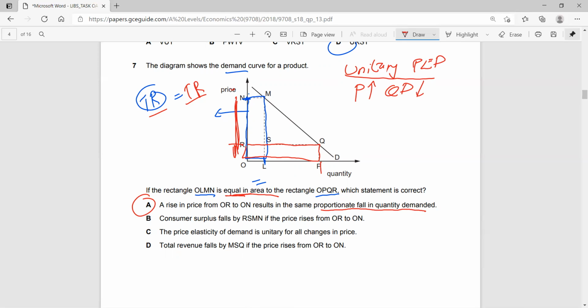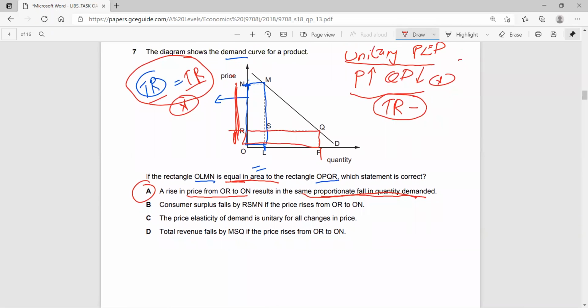And the reverse is also true. And the implication of this is total revenue never changes. Total revenue is always the same. Here, the reason why we can say that this is a case of unitary PED is because we know the total revenue is the same due to this price change. So this price change should lead to the same proportionate fall in demand because it is unitary PED. And we know it's unitary PED because the total revenue is the same. So yes, option A would be correct because the changes in price and quantity demanded in terms of proportion or percentage would be the same.